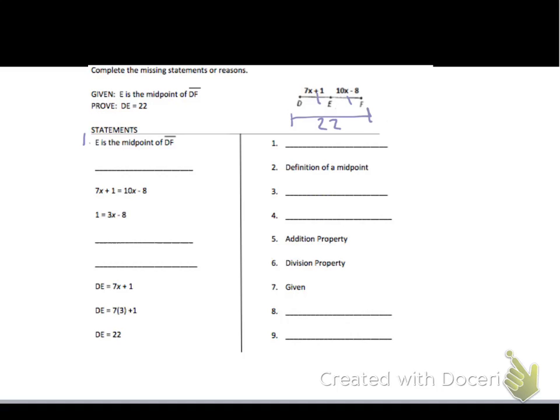Okay, so 3, 4, 6, 7, 8, 9. If E is the midpoint of DF, that is by line segment addition. Oh, sorry, that is given. Oops, getting ahead of myself. So that is given. Okay, so the next one, definition of midpoint, shows me that those two sides are congruent because it is the definition of midpoint. So DE is congruent to EF.